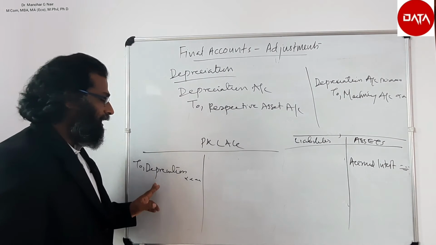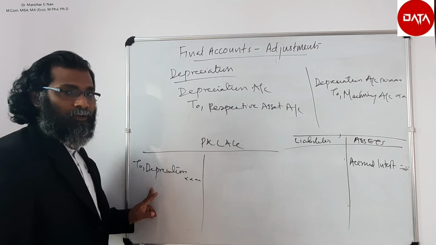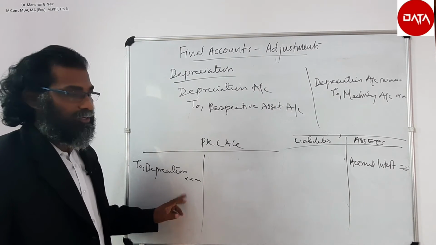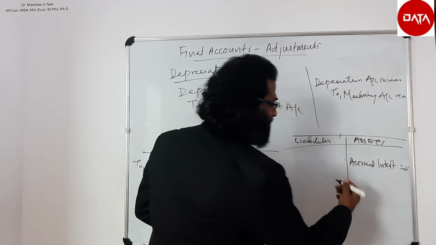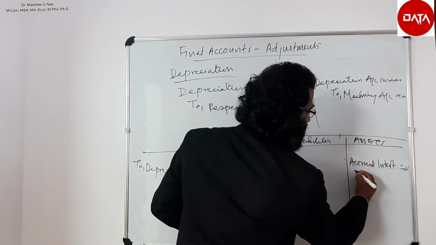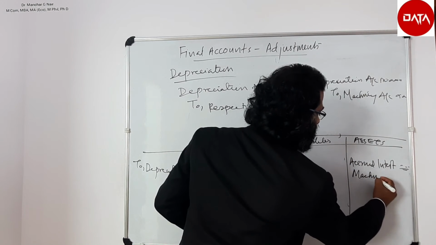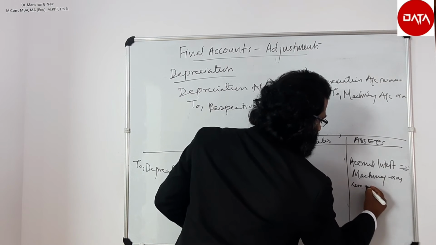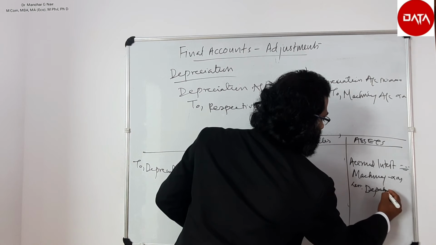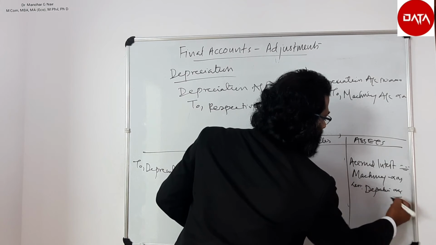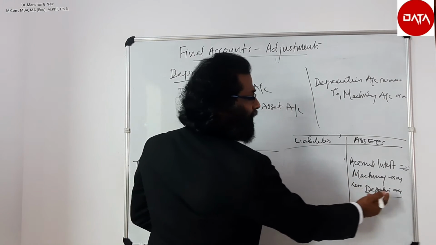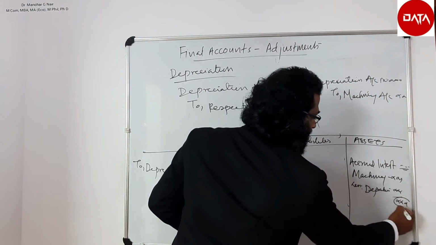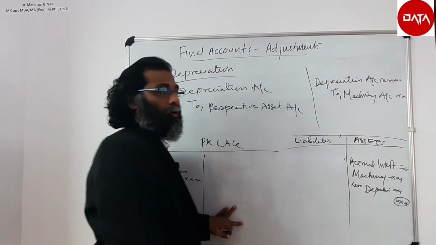So after calculating that, the depreciation value has to be written in the debit side of the profit and loss account as a loss, and in the asset side of the balance sheet, we have to deduct that depreciation portion from the respective asset. For example, the machinery is having depreciation, so to the extent of the depreciation value we have to deduct, then the balance has to be written in the outer column.